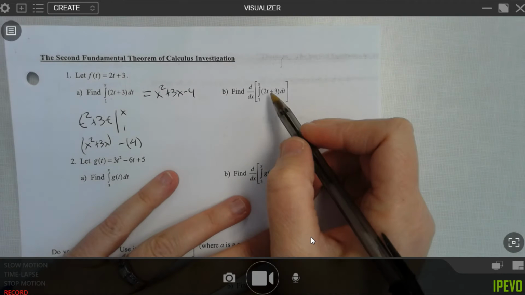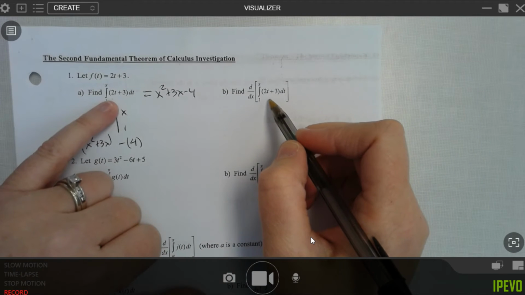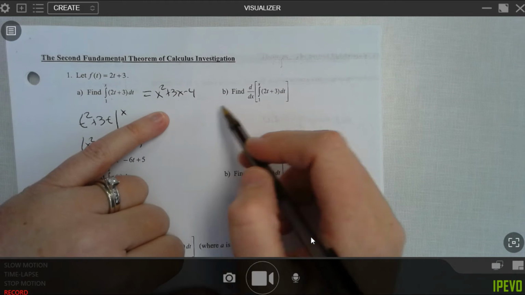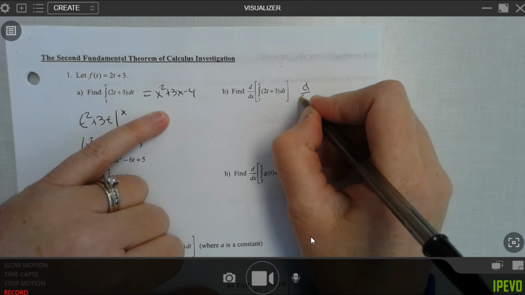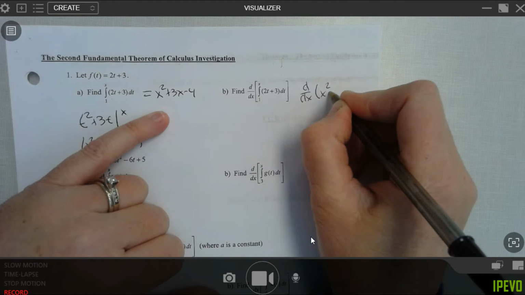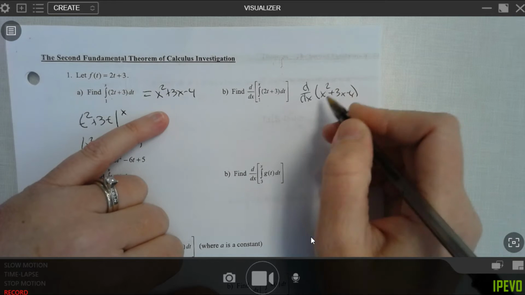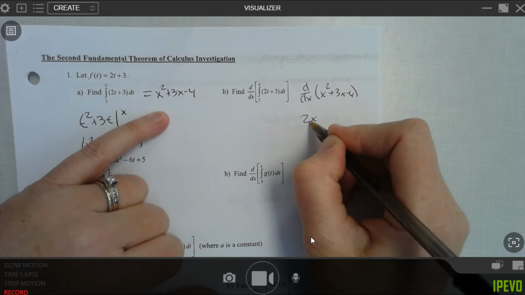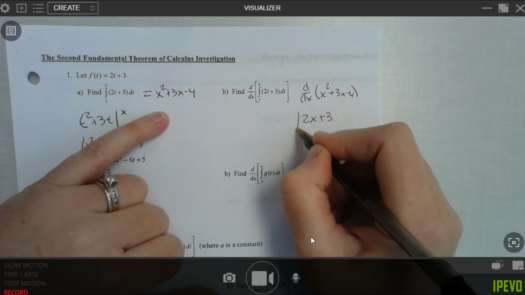On this one now, it's telling me to take the derivative of this answer. So here's the function. Now I just need to take its derivative. So I need to take the derivative of x squared plus 3x minus 4. When I do that, the derivative of x squared is 2x. The derivative of the 3x is 3.